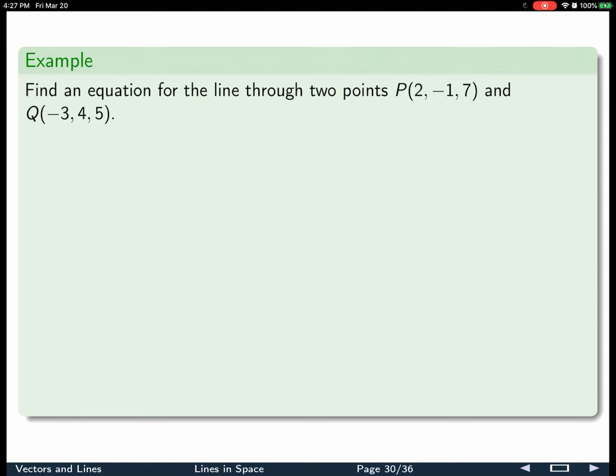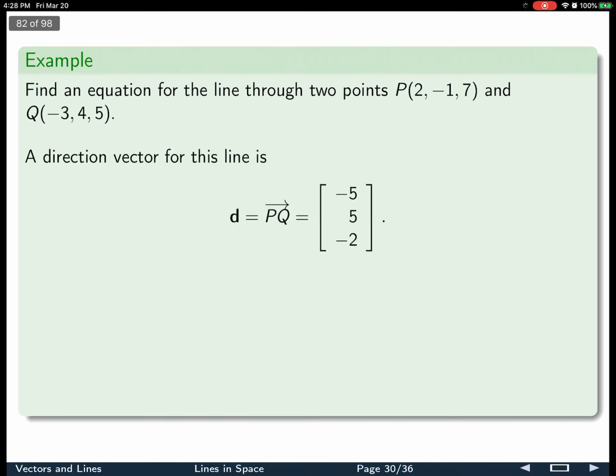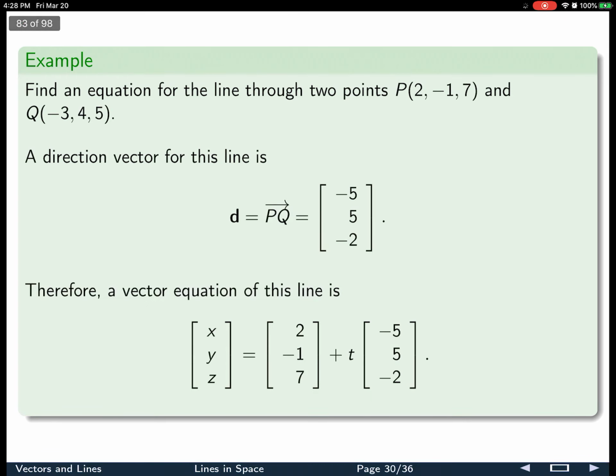All right, let's find an equation for the line through those 2 points. In order to create that line, we need one of the points on the line and we need a vector that goes through both points. And to find that vector, you guessed it, we subtract. So we subtract the 2 points to get the direction vector d. And then we use that as kind of the slope for our line and attach that to the parameter t, and we're good to go. That traces out a line in 3 dimensions.